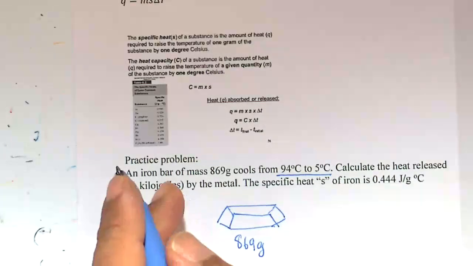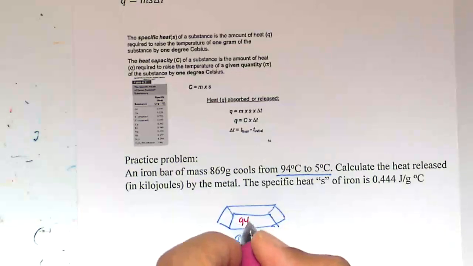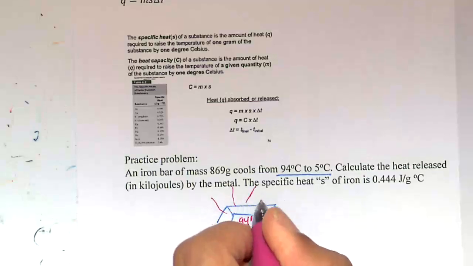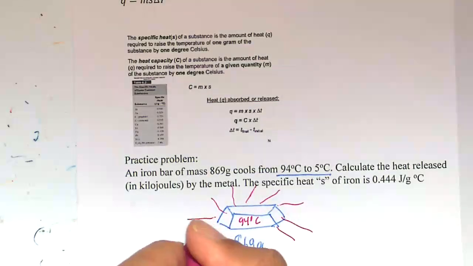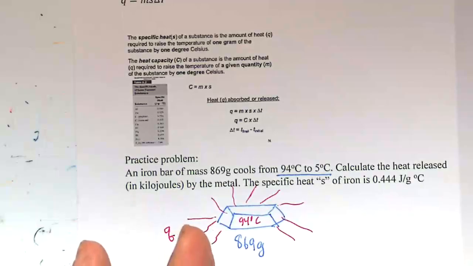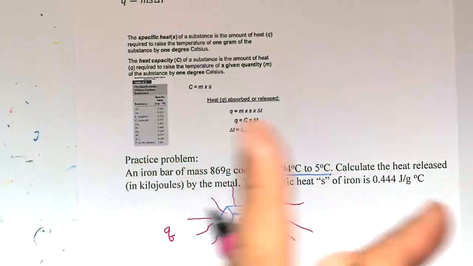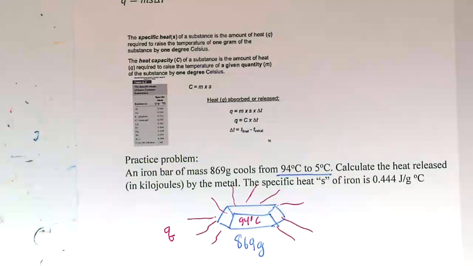869 grams. It cools. So this is initially at 94 degrees, and it's giving off heat. Where's the heat being released to? The surroundings. So would this be an exothermic or an endothermic phenomenon? Cooling. This would be exothermic. So what would the sign of Q be, positive or negative? It would be negative. Q would be negative.